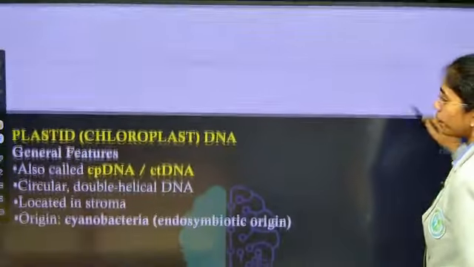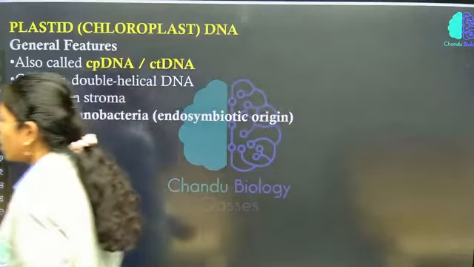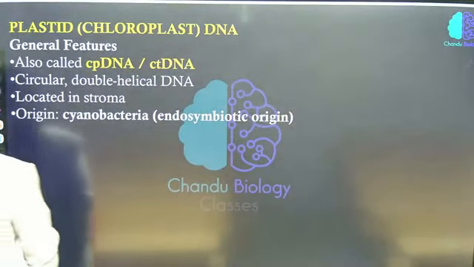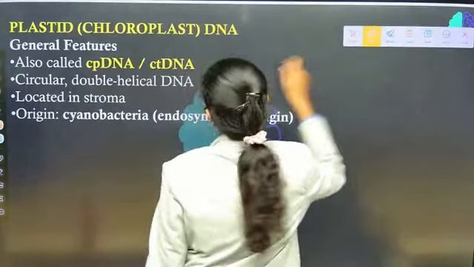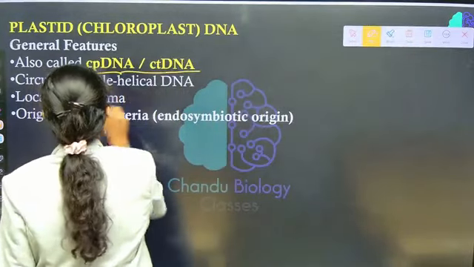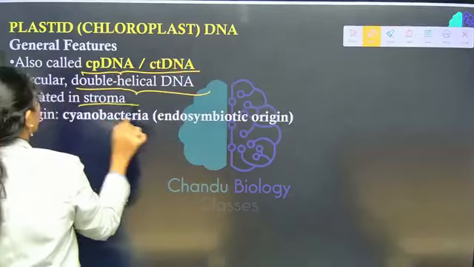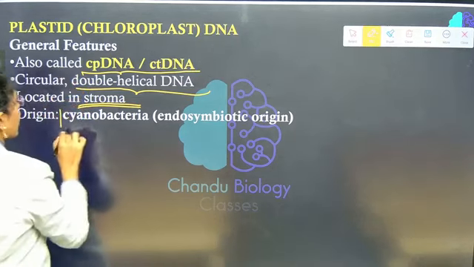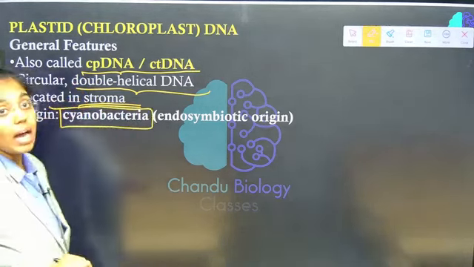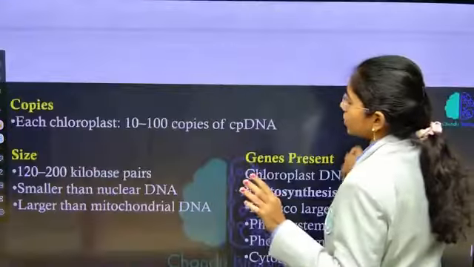Here we need to learn about plastid DNA or chloroplast DNA. Plastid DNA or chloroplast DNA is also known as cpDNA or ctDNA, circular double helical DNA, which is located inside the stroma. The origin of this chloroplast DNA is cyanobacteria. This is via endosymbiotic origin, and about endosymbiotic origin we have already discussed.